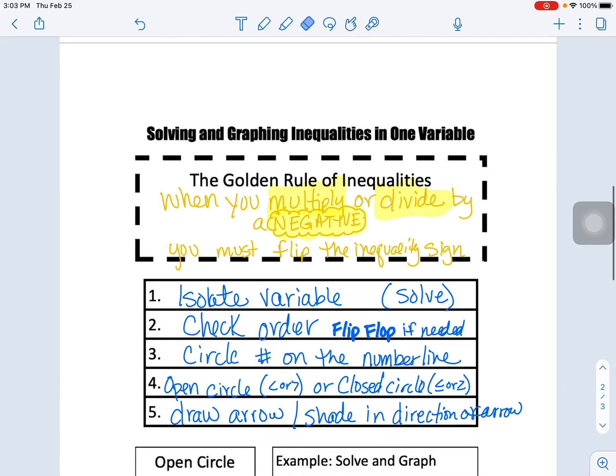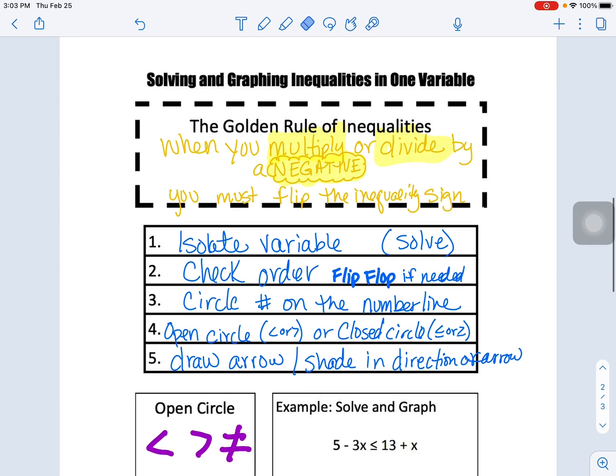The second important key with solving inequalities is that there's this one major difference. You follow the exact same steps that you would for an equation, except for anytime you multiply or divide by a negative, then you have to flip the inequality symbol to make the statement true. So you are going to follow all the same steps for solving equations, unless you happen to multiply or divide by a negative, and then you'll flip the inequality sign.